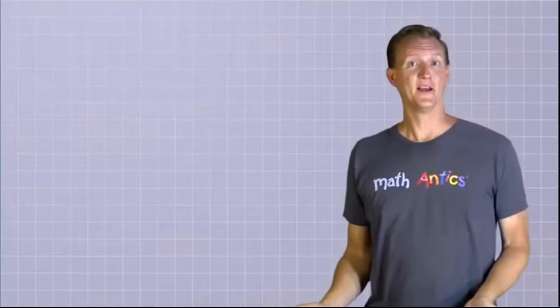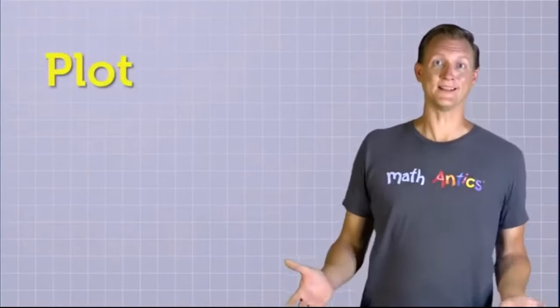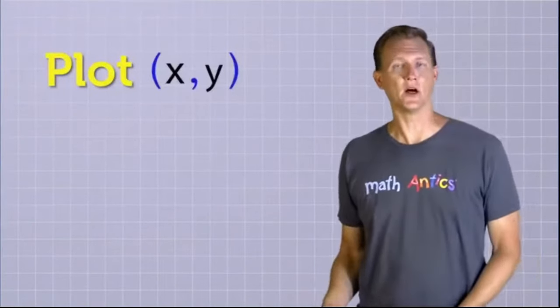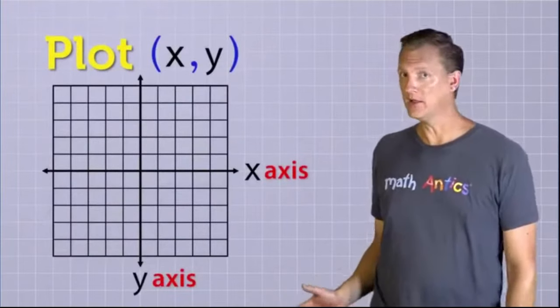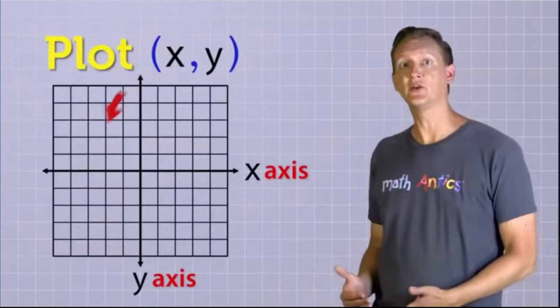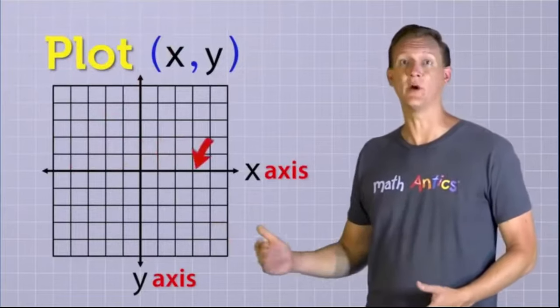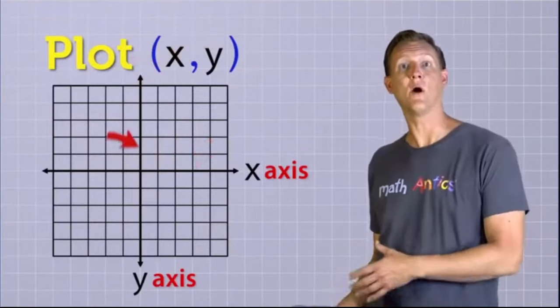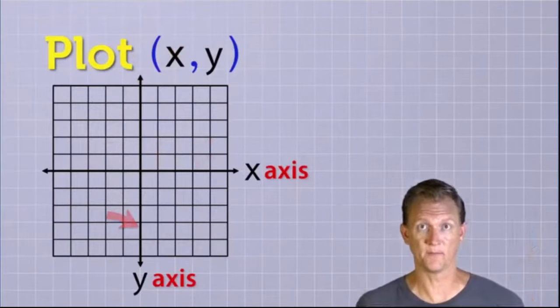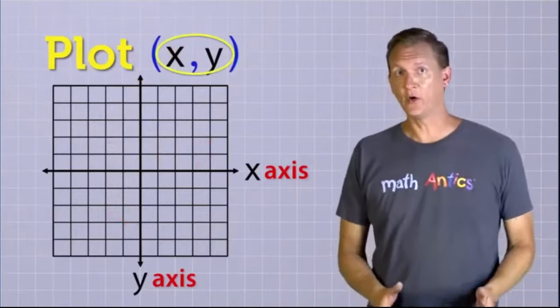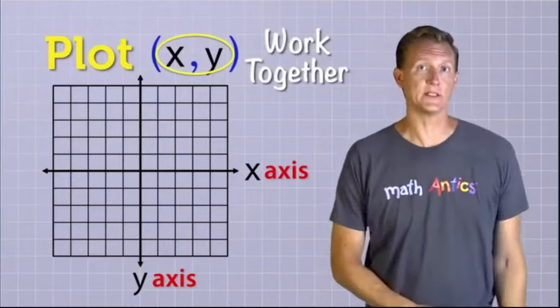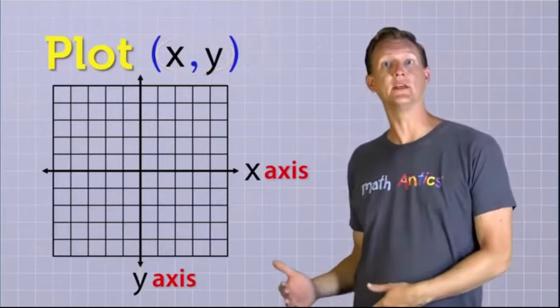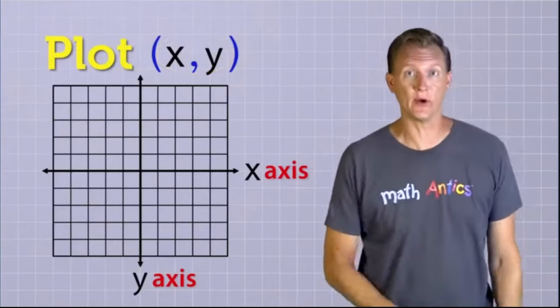Pretty easy, right? But now, how do we actually plot these coordinates, or ordered pairs, on the coordinate plane? Well, the first number in the ordered pair tells you where along the x-axis the point is located. And the second number in the ordered pair tells you where along the y-axis the point is located. The two numbers in an ordered pair work together to define a single point. And each one of the numbers only gives you half of the information about where that point is.